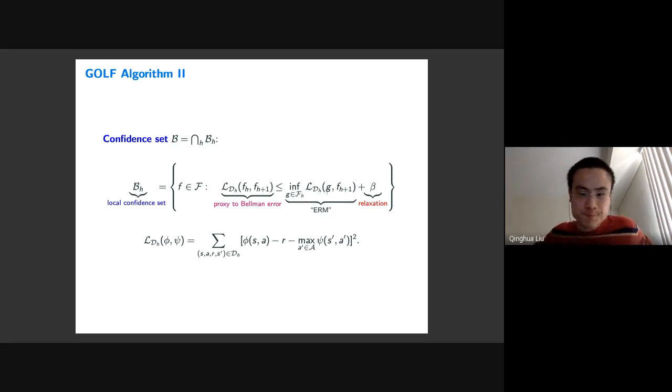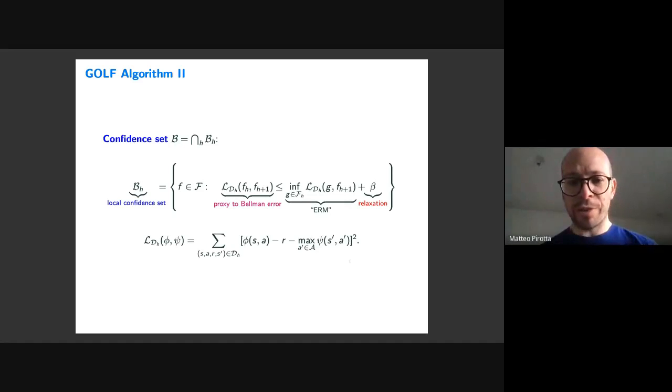But the confidence set we construct here is saying we are not going to directly minimize this empirical loss. We will relax it to allow any function that has a comparable loss to the empirical minimizer. And the degree of this relaxation is controlled by this parameter beta. The reason for doing this relaxation is we want to keep the Q star function inside this confidence set so that we can use optimism.